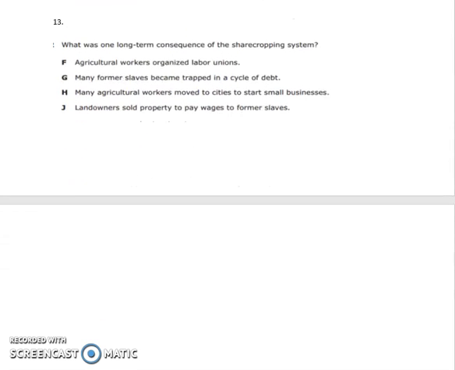Number 13. What was one long-term consequence of the sharecropping system? F. Agricultural workers organized labor unions. G. Many former slaves became trapped in a cycle of debt. H. Many agricultural workers moved to cities to start small businesses. Or J. Landowners sold property to pay wages to former slaves.